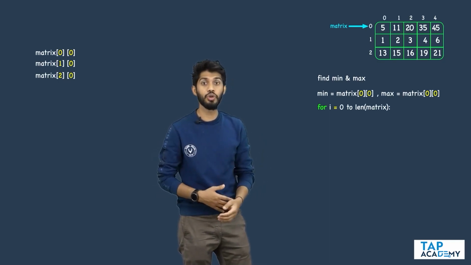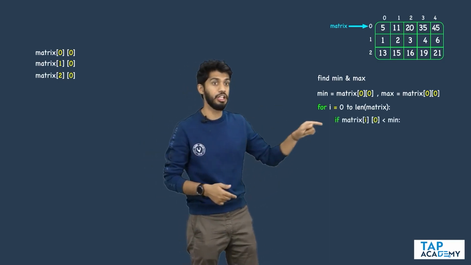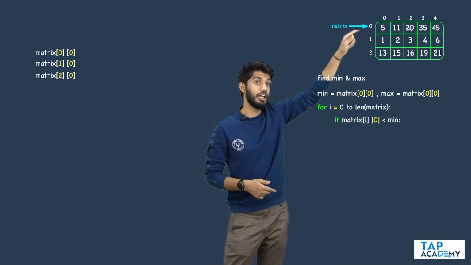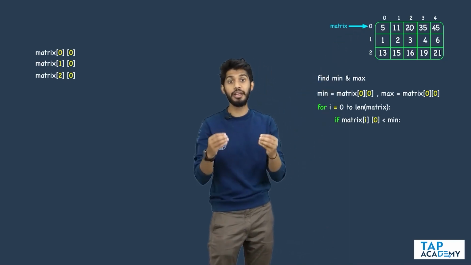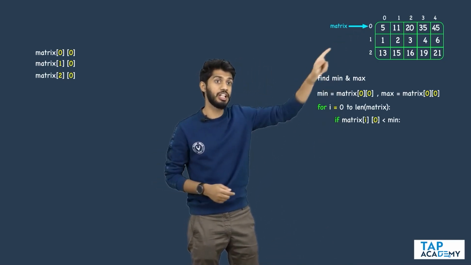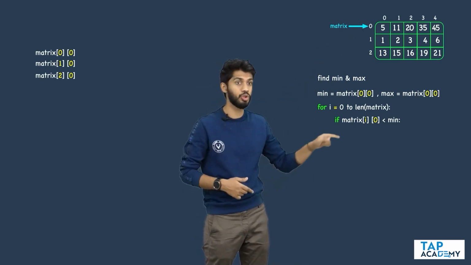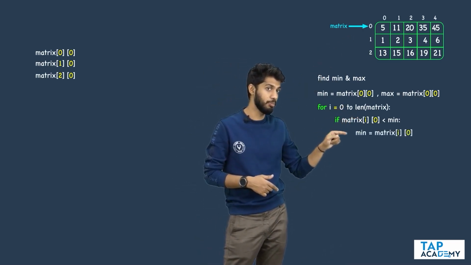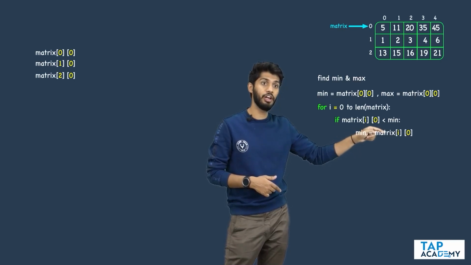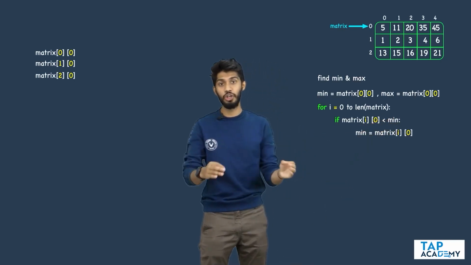Next, what do I need to do? Every time I need to check one condition. If the element that I am present at is already less than the matrix minimum element, then I need to update the minimum. So I will check that condition. If the condition is true, I will say min is equal to matrix of i and 0. If you observe, 0 is nothing but constant.